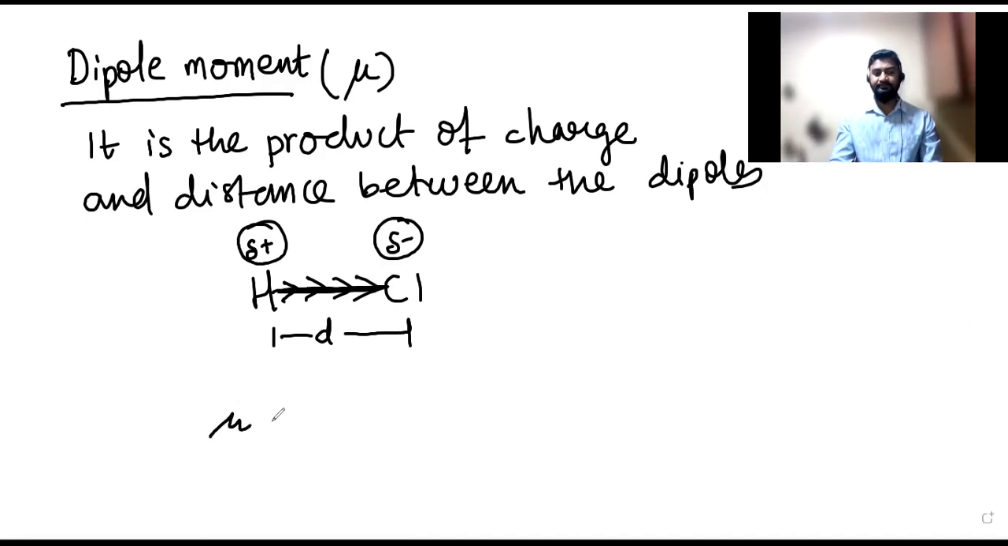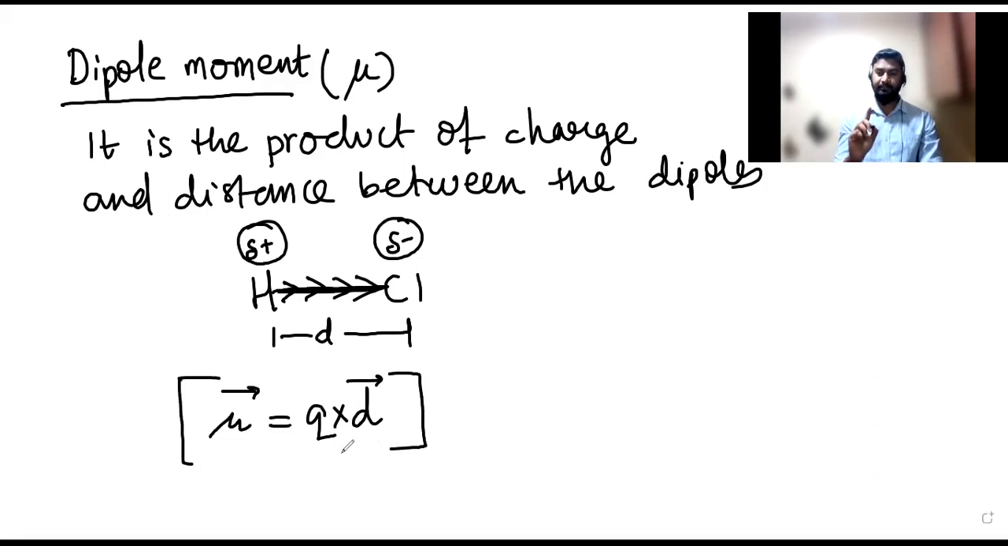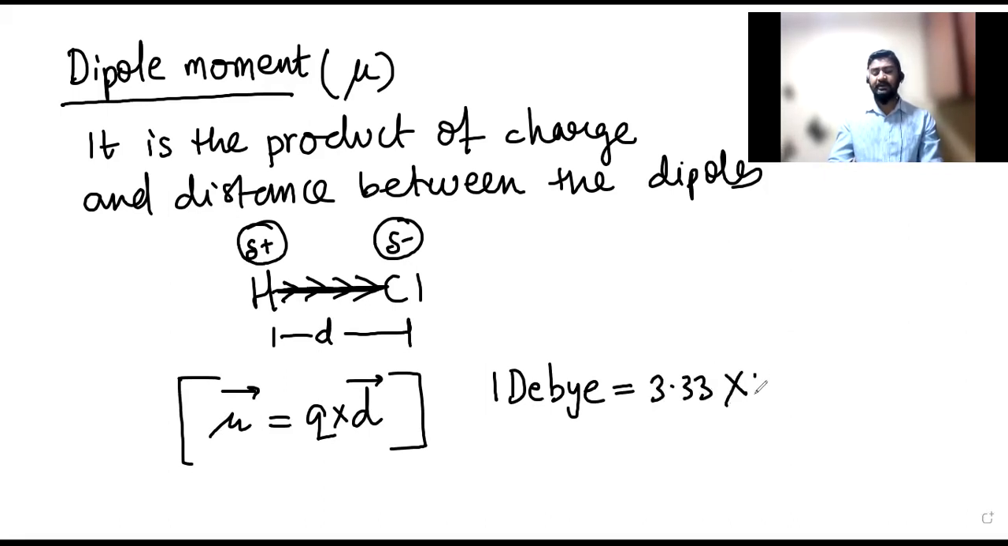So this mu is nothing but charge into the distance. It's a vector quantity because the distance has a direction, because in this case the direction is towards chlorine. So this is the formula for finding dipole moment. Now dipole moment is typically measured in a unit called Debye, which is a very common unit we see, which is nothing but 3.33 into 10 to the power minus 30 coulomb meter.